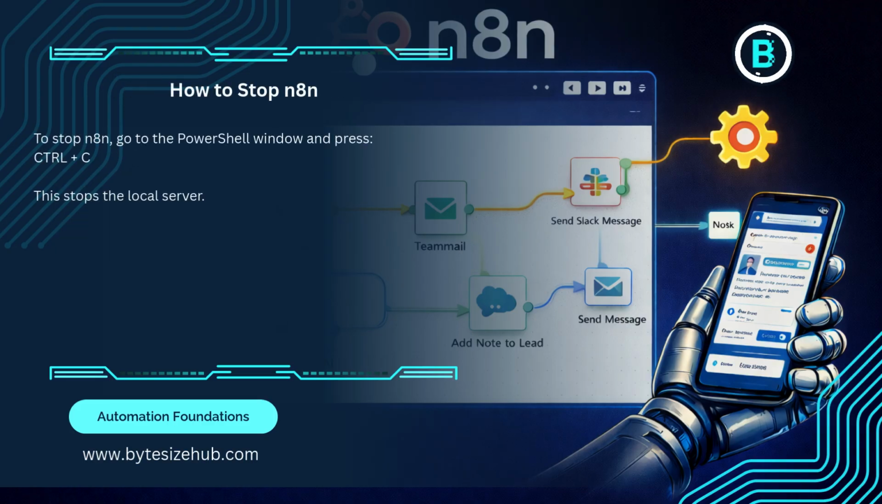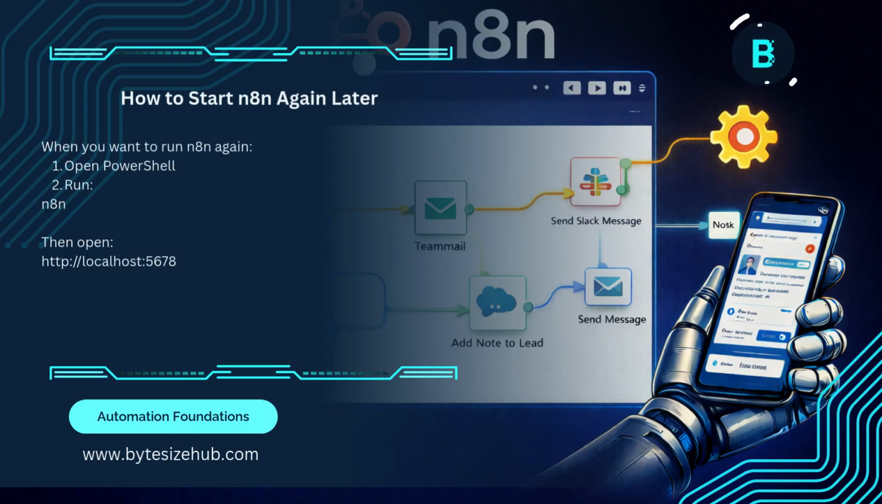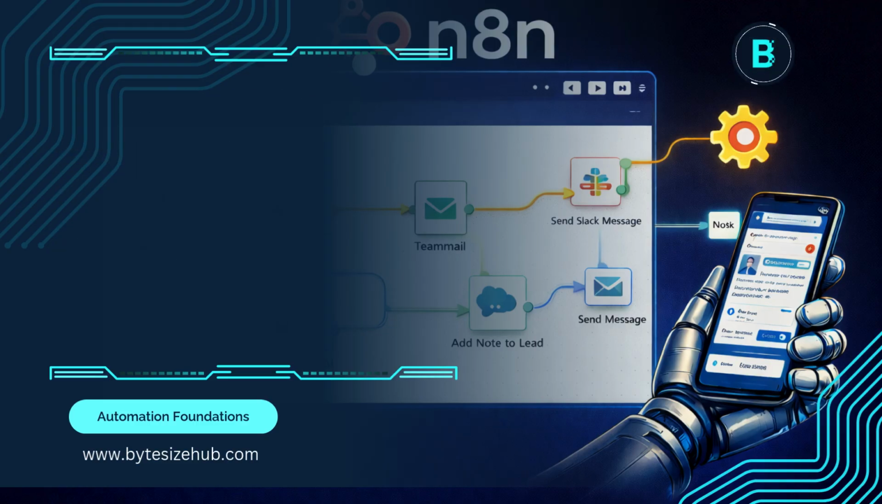How to stop n8n. To stop n8n, go to the PowerShell window and press Ctrl+C. This stops the local server. How to start n8n again later. When you want to run n8n again, open PowerShell, run n8n, then open the following URL.